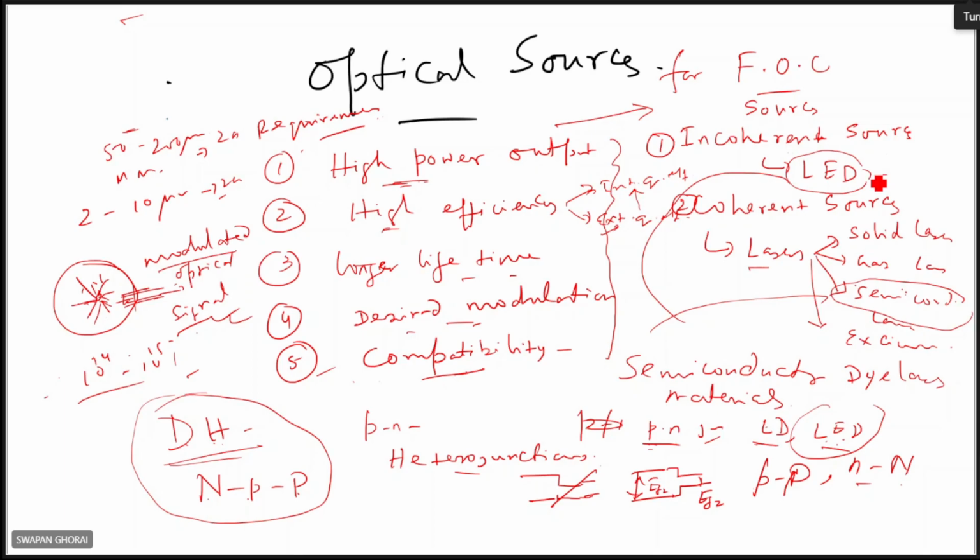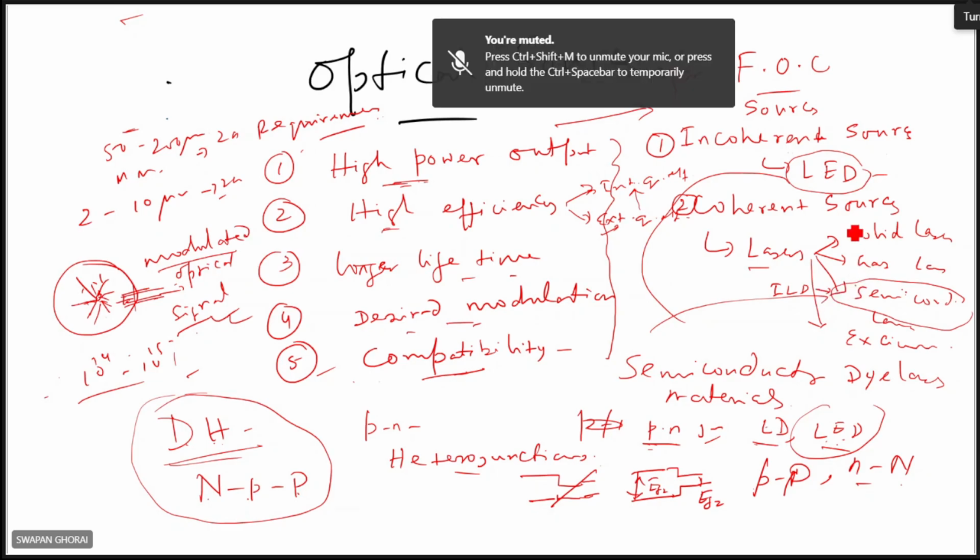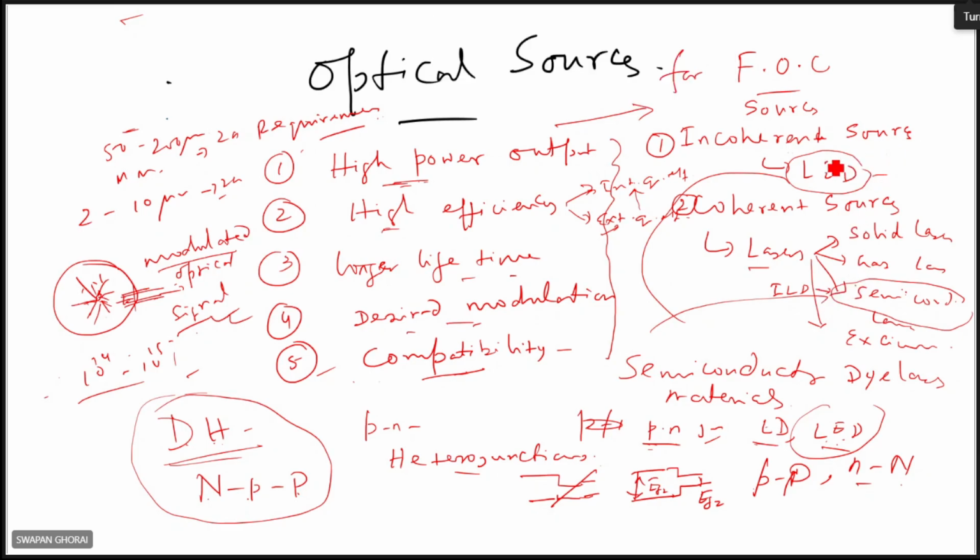Of course, for very long distance systems, laser sources are used, say undersea cable systems from one continent to another. That is also based on semiconductors, but those are semiconductor lasers, called ILD, injection laser diode. Right. So among the incoherent sources, we'll focus on the LEDs, light emitting diodes, which are widely used.